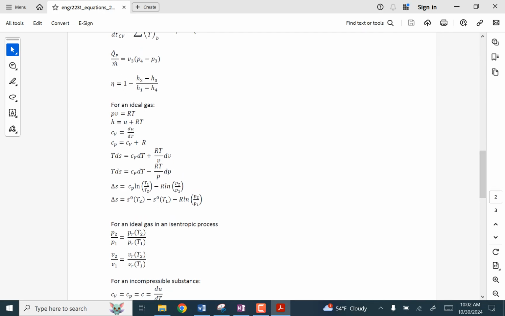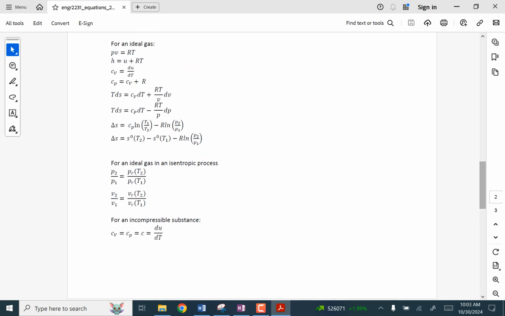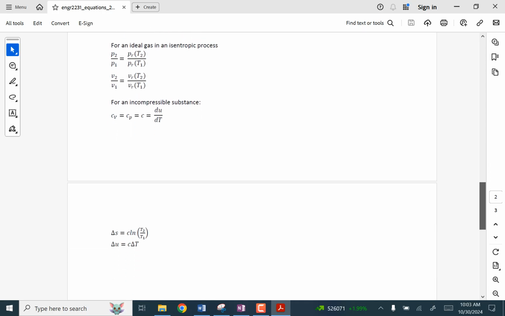Oh, and actually, that's not true. A lot of this ideal gas and incompressible stuff is relevant for the test, but none of the entropy stuff. You can see a lot of the ideal gas stuff is entropy stuff. Isentropic processes, that's all entropy. That means the entropy doesn't change. But how did I miss that C is du dT?